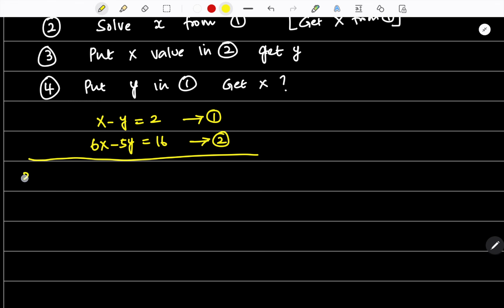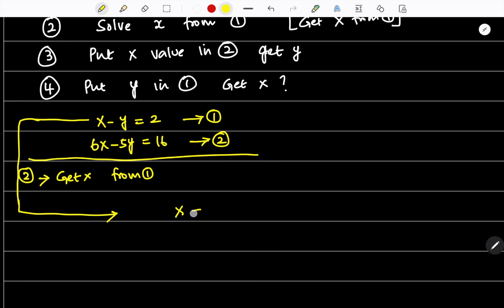We are going for step number 2. What is step number 2? Get x from 1. So this is your equation number 1. From this equation number 1, I am going to get x. So keep x on the left hand side and take this y to the other side. So you'll get 2 plus y. This y will go that side. So x is equal to 2 plus y.